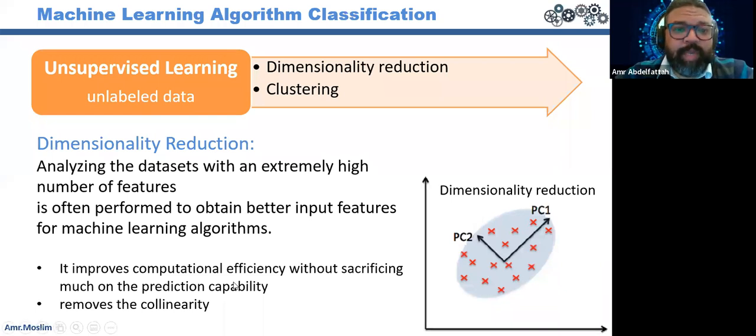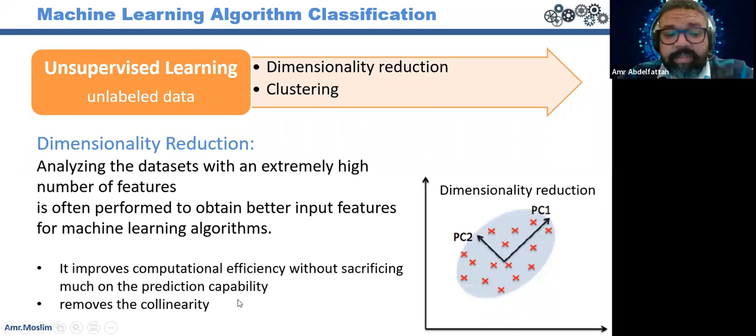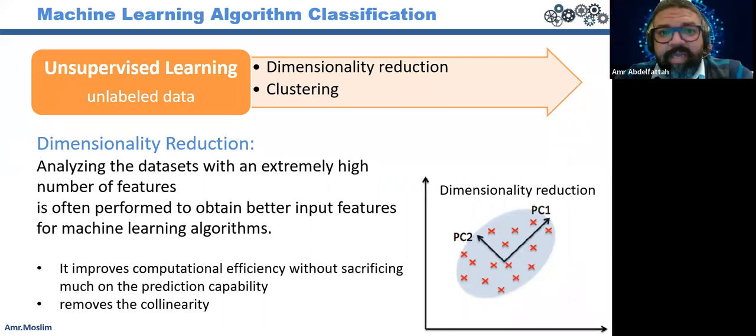So the main objective of dimensionality reduction is to improve computational efficiency without sacrificing much prediction capability. It also removes the collinearity, as I mentioned before with the example of the flat, where you have area and length and width. If you remove the length and width and keep the area, you are removing the collinearity as well. So you remove the redundancy and you make your prediction more efficient.